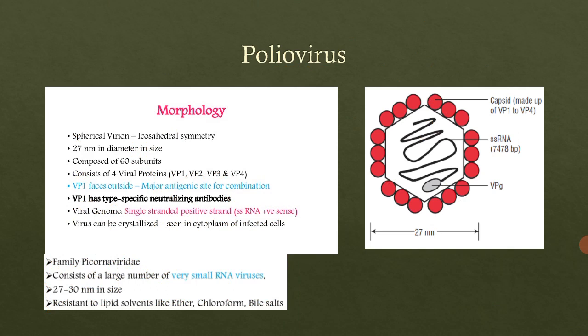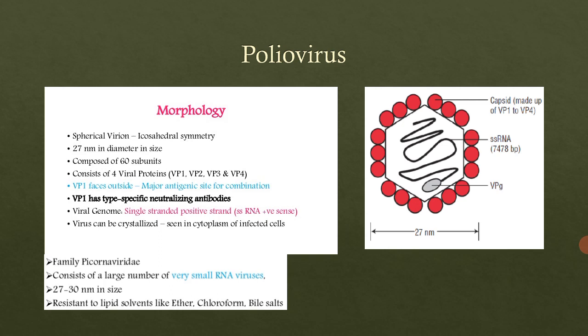First, we will study the structure of the virus and the genomic properties of that virus. Now, the poliovirus comes under the family called Picornaviridae. This is an important family of viruses, and the poliovirus comes into this category. This Picornaviridae is the serotype of the enterovirus.